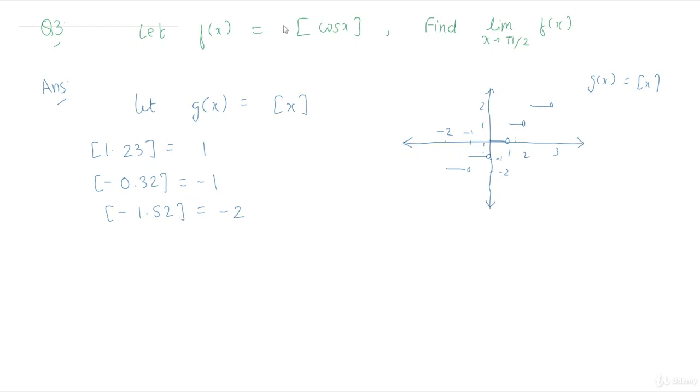This was to give you the basic understanding of how the greatest integer of x behaves. Now let's try to compute this limit as x approaches π/2. This π is in radians, so π/2 is equivalent to 90 degrees.